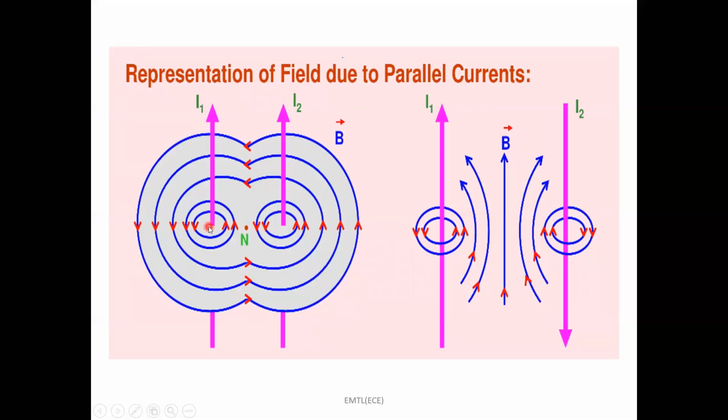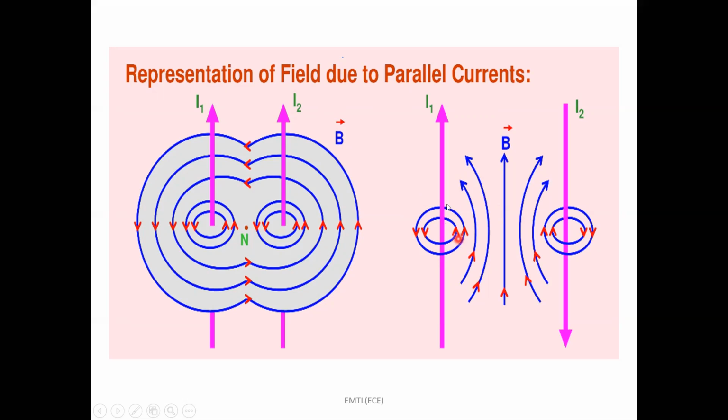Now, the representation of magnetic field in these two cases. This is the first case. As you observe the figure, whenever the directions of the current on both conductors are the same, then this is the magnetic field. So here, this is a north pole. Here you observe that the direction of I1 and the direction of I2, the fields developed due to I1 and I2 are in an opposite manner. That's why there is an attraction between them.